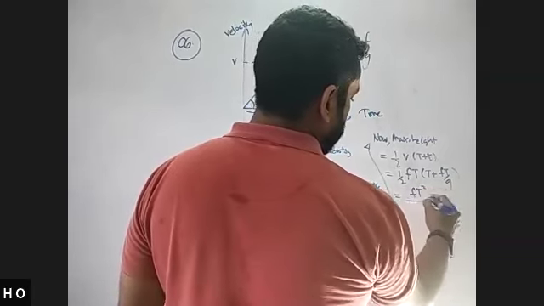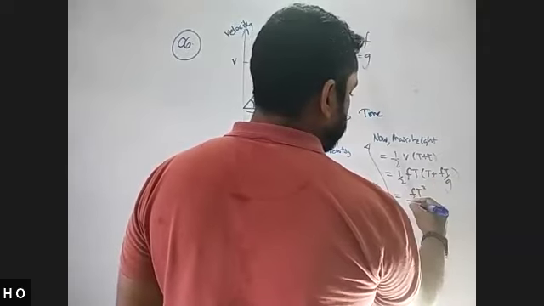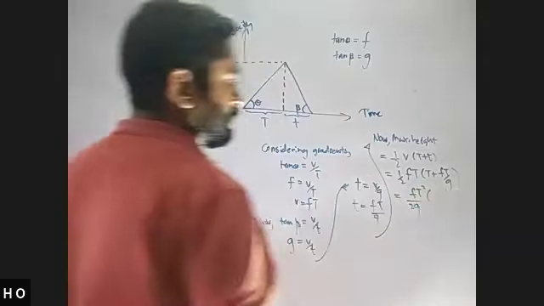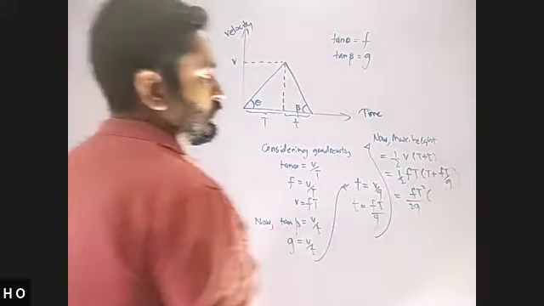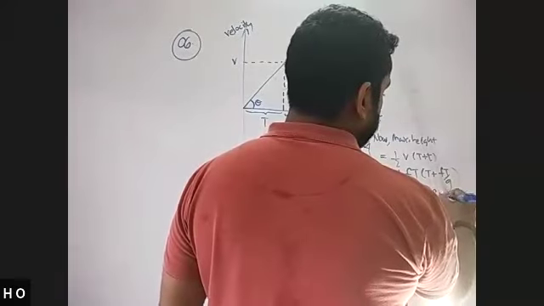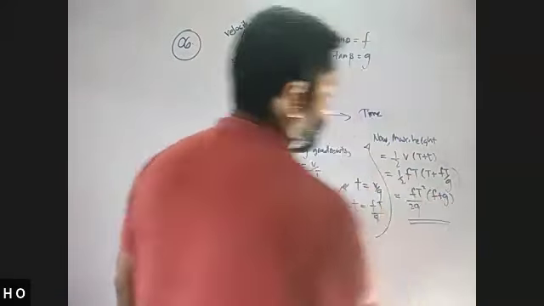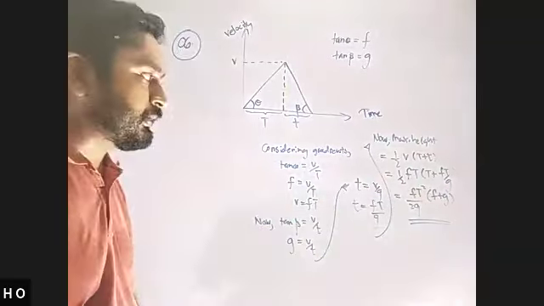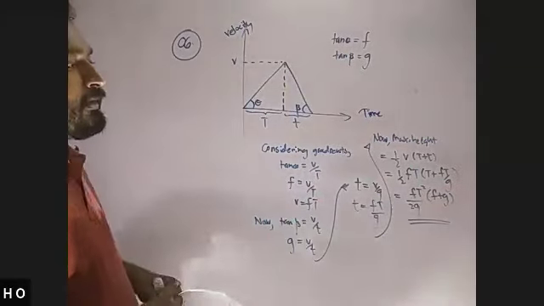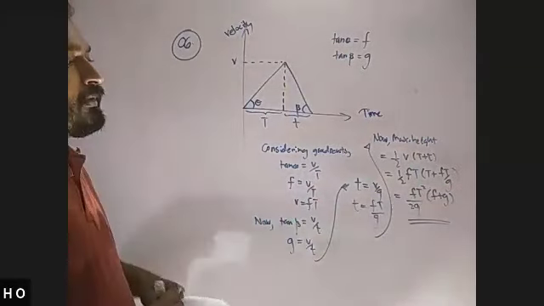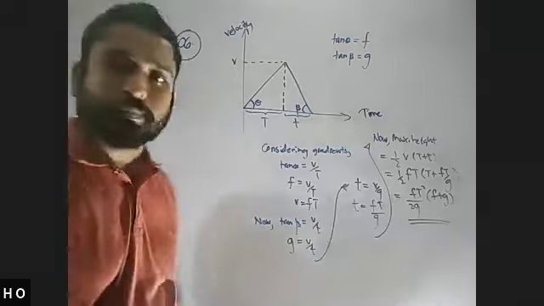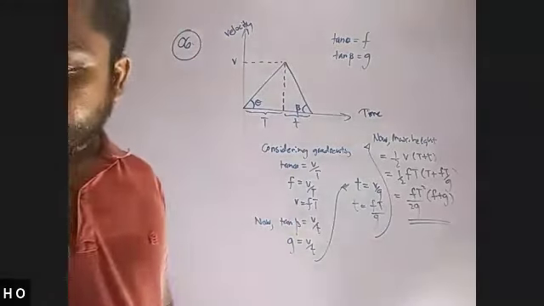Oh, totally f t squared over 2g into g plus f, or f plus g. That is going to be the final answer. Okay, f t squared by 2g, g plus f or f plus g. So that is going to be the final answer.